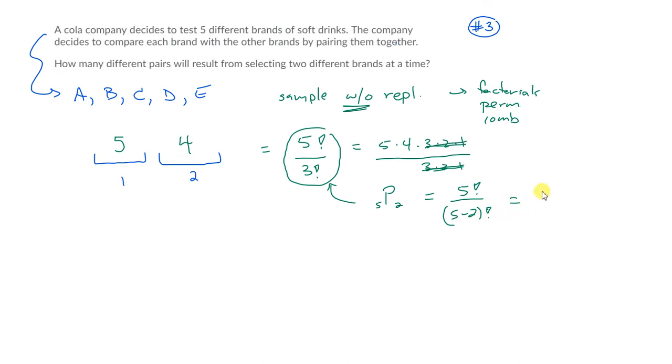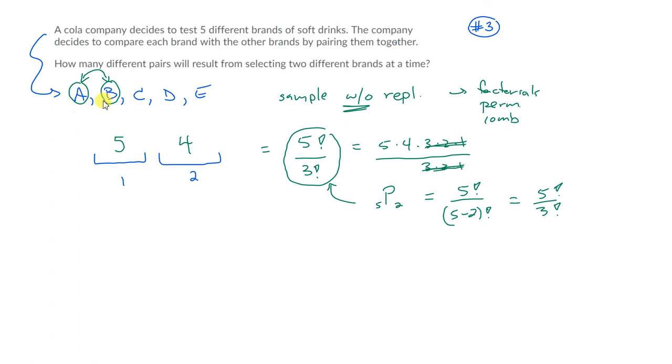Okay, which is 5 factorial over 3 factorial, which is what we have here. But wait a minute. We have an issue. And the issue is, does the order of how we choose things matter? In other words, let's say I choose soft drink A first, and then I choose soft drink B. That means my pair would be AB, right? A and B. But what if I chose B first and then A? Is that the same pair? In this case, it is.